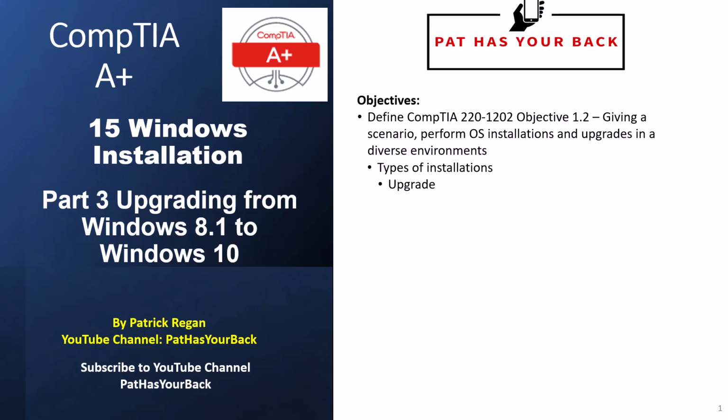Welcome to Installing Windows, Part 3, Upgrading from Windows 8.1 to Windows 10, which discusses the various ways you can upgrade to Windows 10 and will demonstrate how to upgrade to Windows 10 from a Windows ISO file. As always, stick around for the practice questions at the end to test your knowledge and help you prepare for the A+ exam.